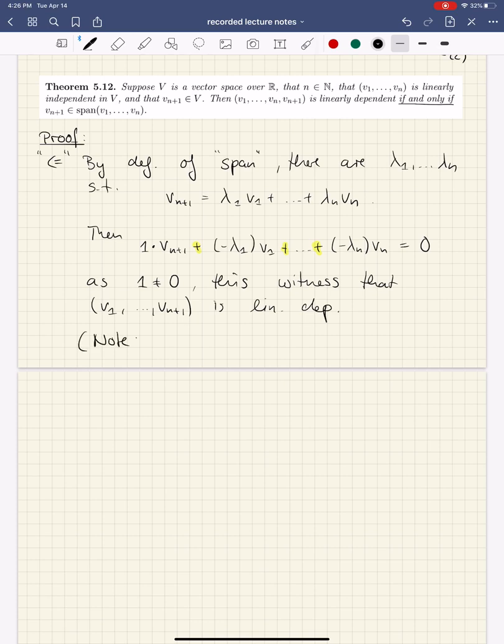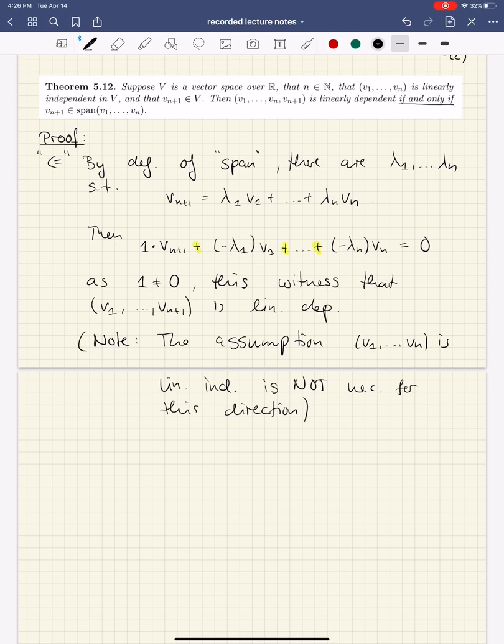Note what I said before: the assumption that v1 through vn is linearly independent is not necessary for this direction. Okay, so now let's go to the other direction. So assume that v1 through v_{n+1} is linearly dependent.